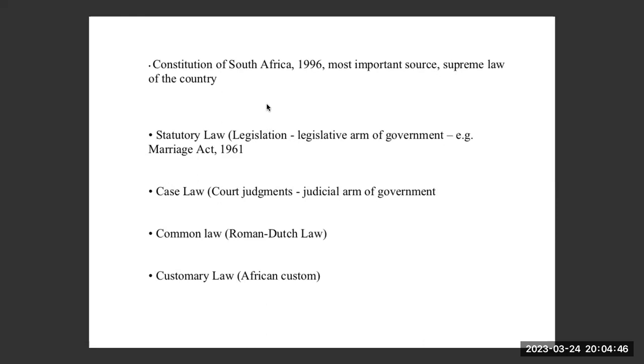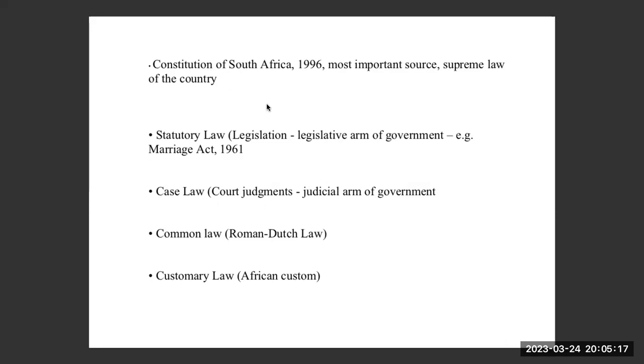Okay, so statutory law is the legislation. It also falls under the legislation arm of government. For example, I have a perfect example here: the Marriage Act of 1961, the Children's Act. All that legislation that you see, it comes with an Act attached at the end. That is legislation. That is what we call statutory law.